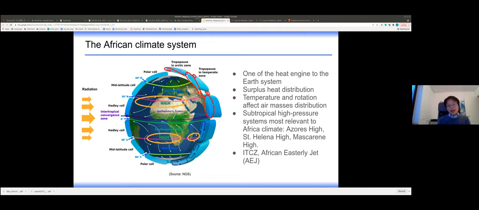Apart from the ITCZ, we also have different climate features, including different jets. One of the jets is located along 30 degrees north, the subtropical jet. One of the most important ones is maybe the African Easterly Jet, which is around the mid-troposphere, located around 500 millibars, and flows from the east to the west across the Northern Hemisphere, almost over the Sahara. So this is almost the overview of the climate system.